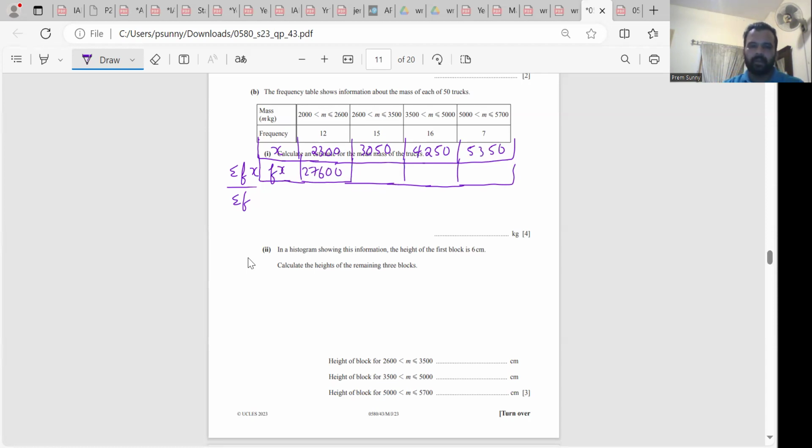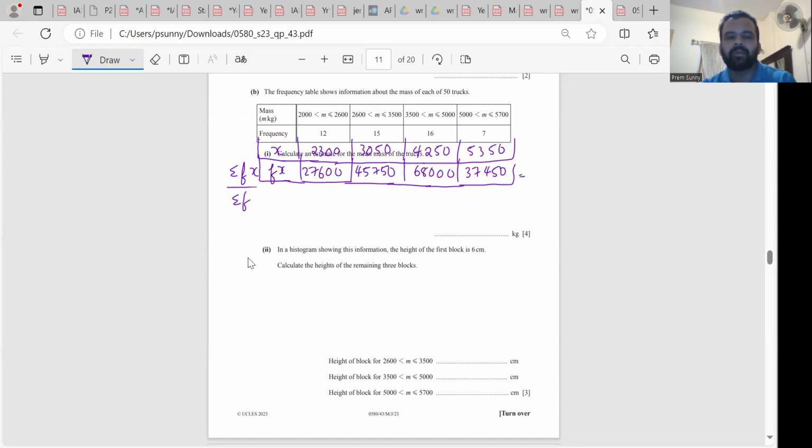15 multiplied by 3050 will give me 45,750. And here 16 times 4250 gives 68,000. 5350 times 7 is 37,450. Sigma means summation, adding all the values of fx.